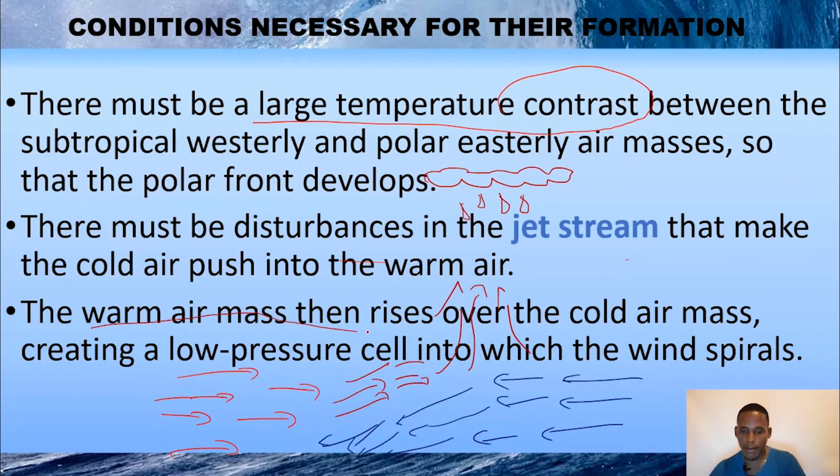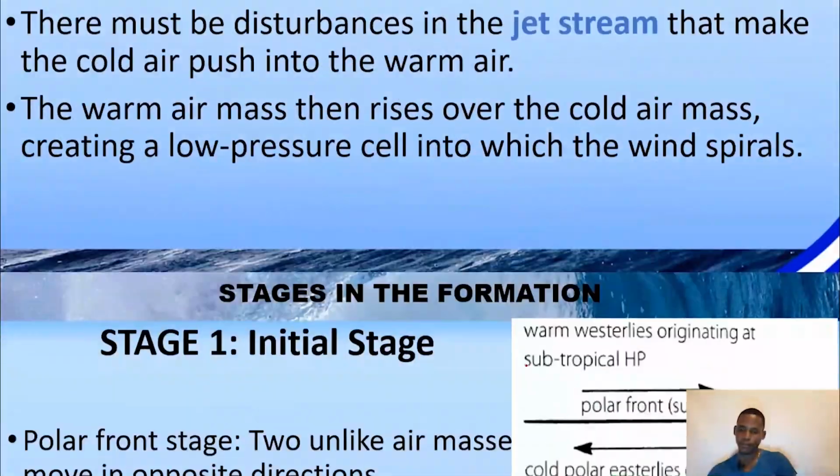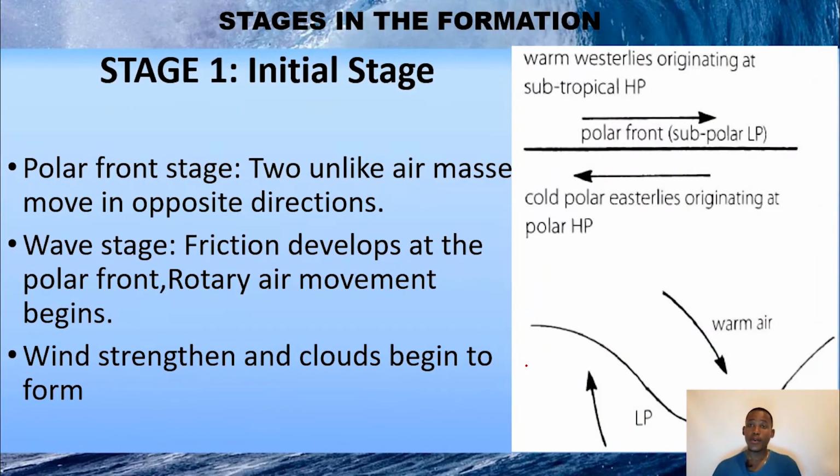The warm air mass then rises. This is the warm air mass, which is the westerlies. The warm air mass rises over the cold air. This one is going to rise over the cold air mass, creating a low pressure cell. So a low pressure cell is going to form. Now the pressure gradient between the high and the low pressure is going to steepen.